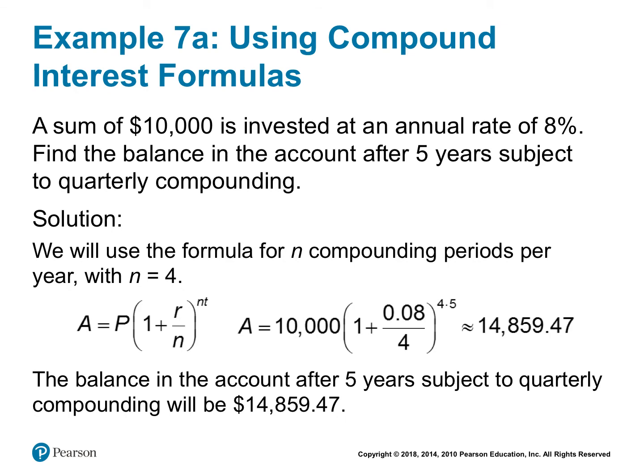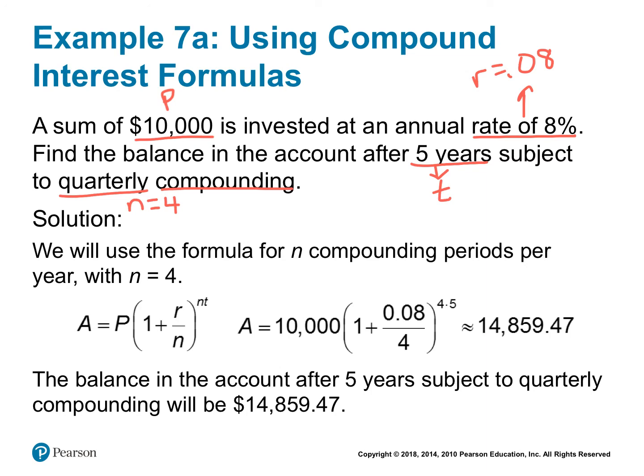So a sum of 10,000, that's your starting principal, is invested at an annual rate of 8%. We said the rate has to be in decimal form, so you have to put 0.08 for r. Find the balance in the account after 5 years. So that is t, subject to quarterly compounding. So that means that n equals 4.